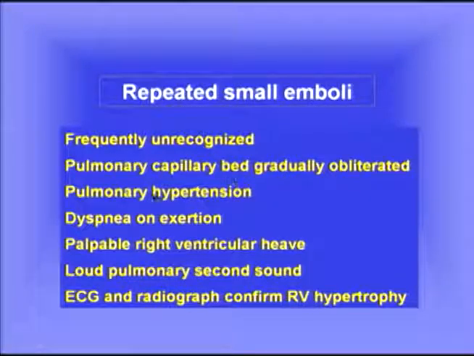And often the presenting problem is evidence of pulmonary hypertension. Patient may have dyspnea on exertion. Occasionally you can feel a right ventricular heave because of enormous right ventricular hypertrophy. There's a loud pulmonary second sound, and the ECG and radiograph confirm the right ventricular hypertrophy. So these patients sometimes come along with unexplained pulmonary hypertension, and the answer turns out to be repeated embolism.